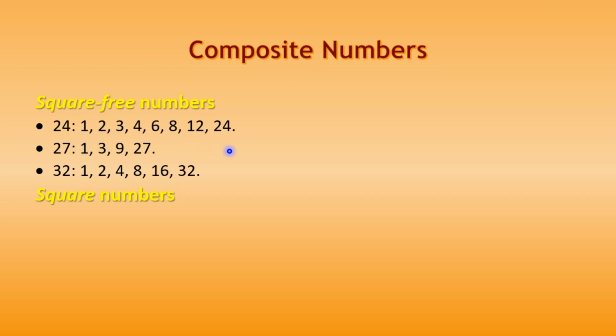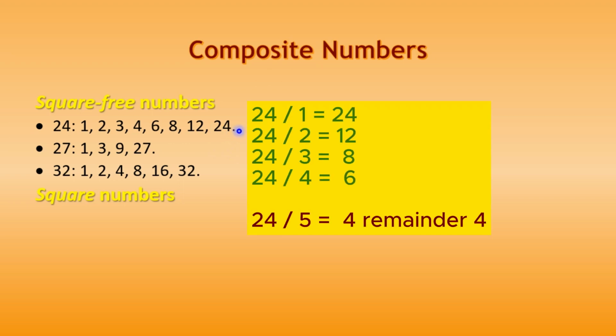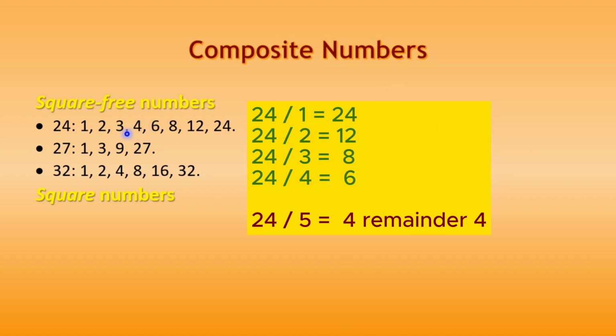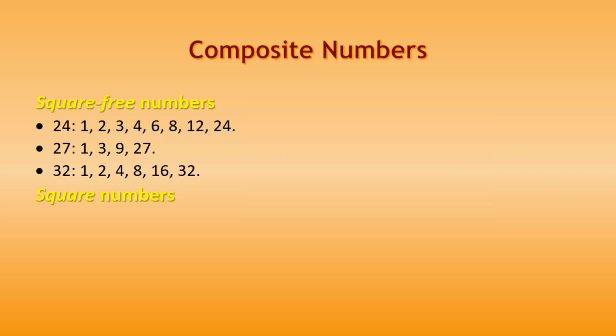First of all, 1 and the number itself, which is 24, are written down. Now, move on to number 2. Can 24 be divided by 2? Yes. 24 divided by 2 is 12. 24 divided by 3 is 8. 24 divided by 4 is 6. But 24 cannot be divided by 5. Therefore, these are the only factors of 24.